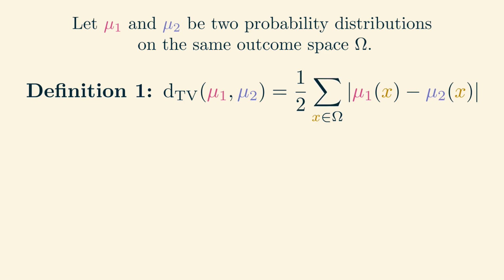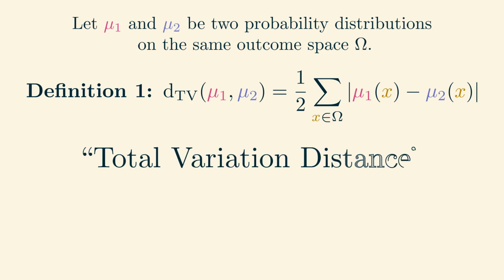Sum over all possible outcomes and divide by 2 to get the distance between mu1 and mu2. This notion of distance is called the total variation distance, which is why we denote it by dTV. This formula is a little daunting, but there are actually 2 much better ways to think about the total variation distance.